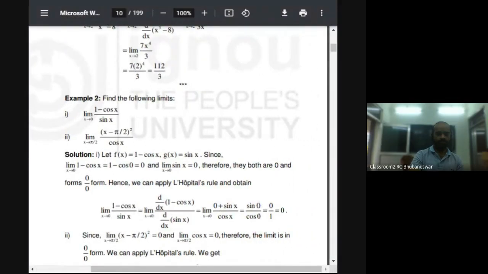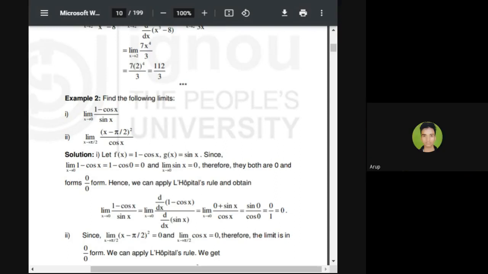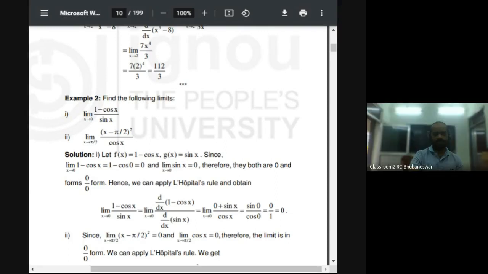Here in the first example, it was written: limit x approaches 0, 1 minus cos x divided by sin x. When we put the value of x equal to 0, the numerator is taken as a function f, so f of x equals 1 minus cos x, and the denominator is taken as the function g, that is g of x equals sin x. If we are using the limit in the numerator, the result is 0. Similarly, in the denominator, again the result will be 0. So here we found this 0 by 0 intermediate form.